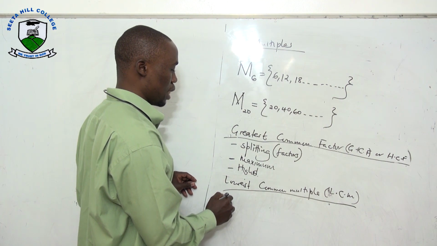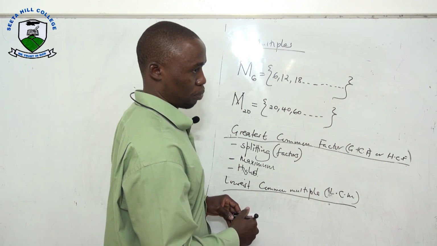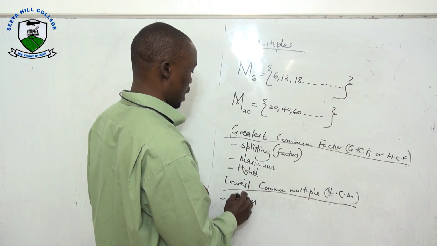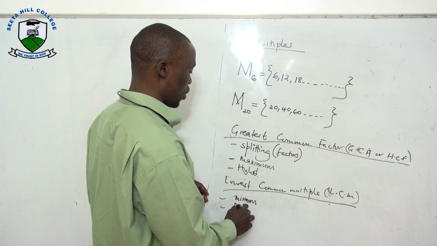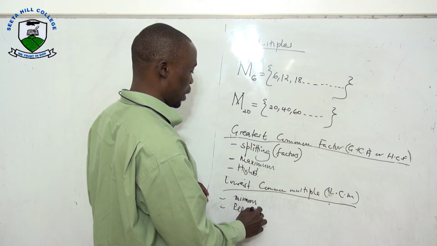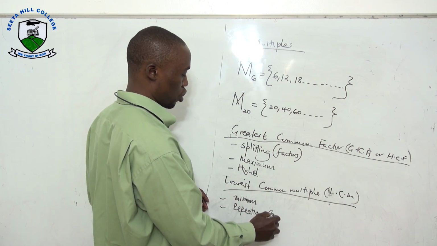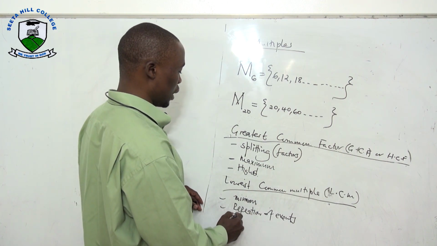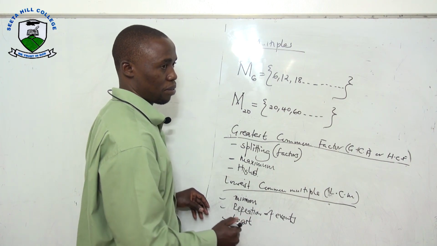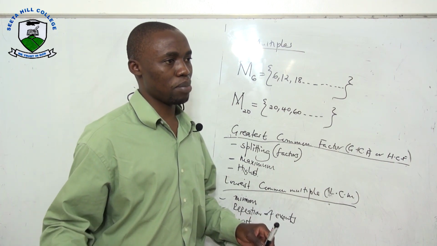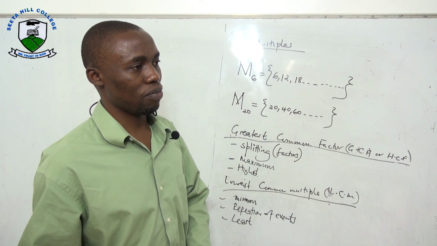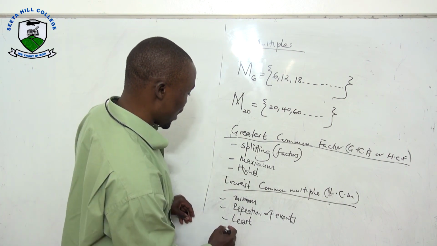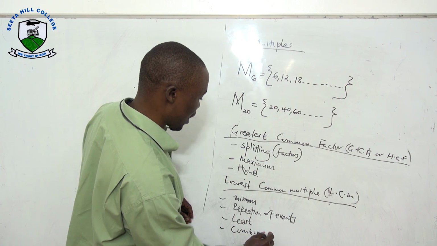Lowest, find the minimum number. Minimum. And here it involves repetitions. Repeating events. Repetition of events is handled by lists. See that language there? Find the least amount of money that they can give the two. The two is the combining. That means here there is combining things, not splitting.